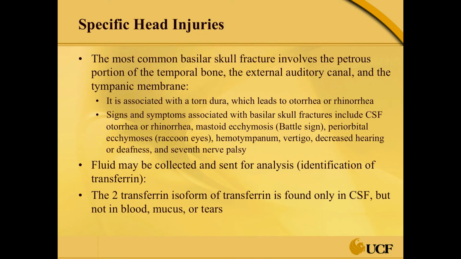The most common basilar skull fracture involves the petrous portion of the temporal bone, the external auditory canal, and the tympanic membrane. It's associated with dura tears and can lead to otorrhea if it's posterior, or rhinorrhea if it's anterior. Signs and symptoms with basilar skull fractures we already talked about, but also things like hemotympanum, vertigo, decreased hearing or deafness, and seventh nerve palsy. So again, assessment of your 12 cranial nerves, crucial.